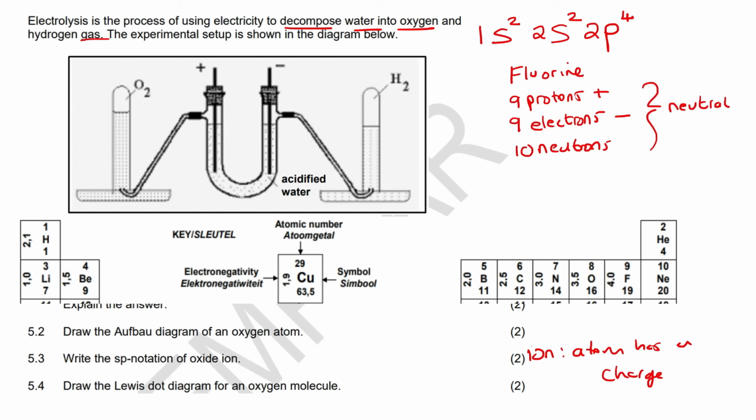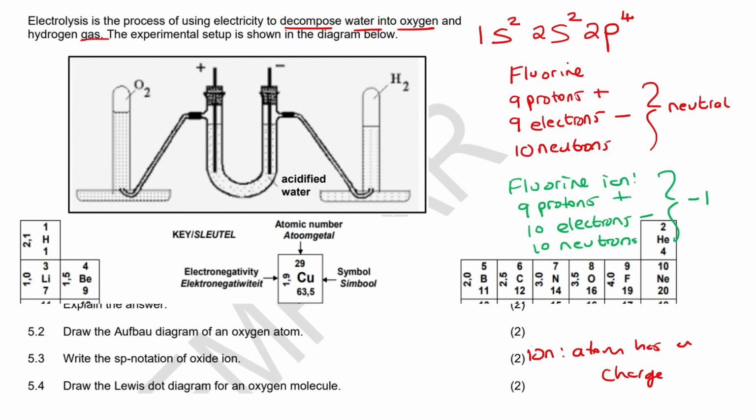But what if we had a fluorine ion, which, let's say, has 9 protons, but let's say it has 10 electrons. And then the neutrons won't change for that kind of example. So now it's got 9 positives but 10 negatives. So if you have 9 positives and 10 negatives, what would your overall charge be? Well, now all of a sudden, it would be -1, right? Because 9 positives and 10 negatives, it would be -1. As soon as it has a charge, then we call it an ion.